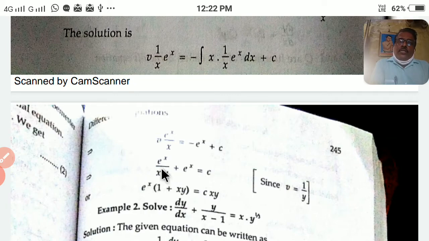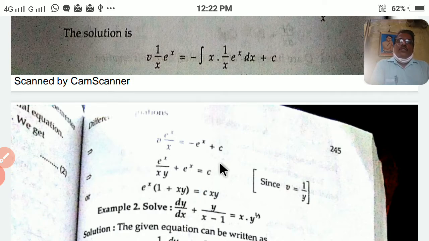So now what is v? Now resubstitute the value of v. We have taken 1 by y as v, so v means 1 by y. So here v is 1 by y, e raised to x by x, then put this here, plus e raised to x is equal to c.